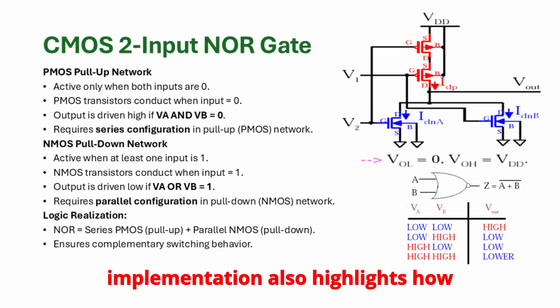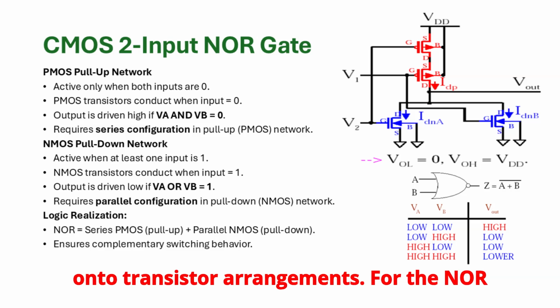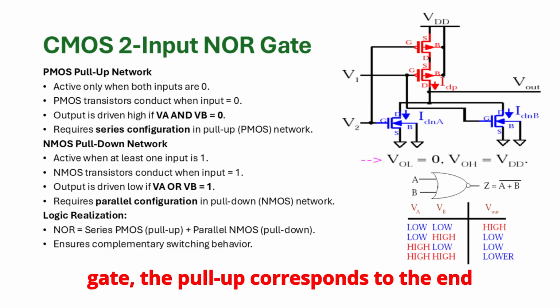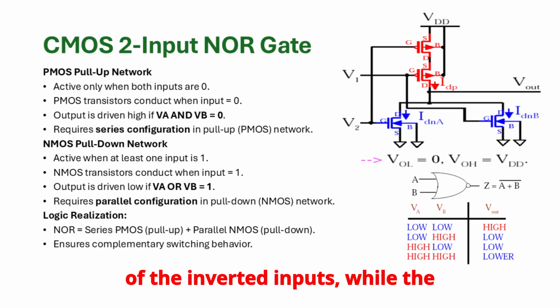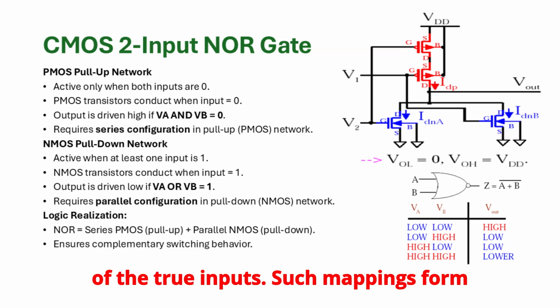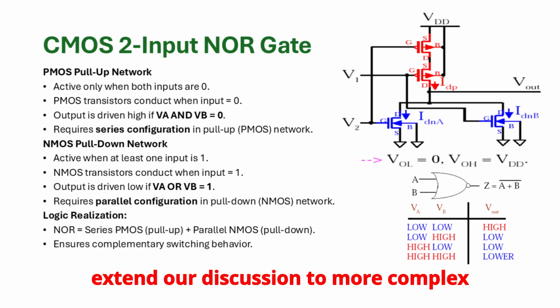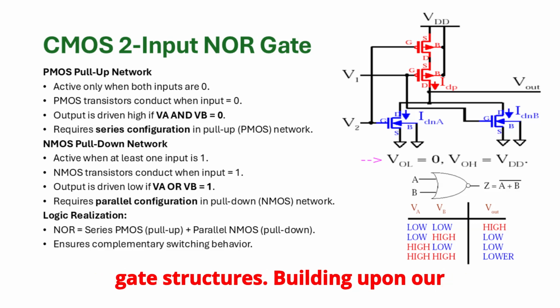This implementation also highlights how Boolean expressions are naturally mapped onto transistor arrangements. For the NOR gate, the pull-up corresponds to the AND of the inverted inputs, while the pull-down corresponds directly to the OR of the true inputs. Such mappings form the backbone of CMOS circuit design and will be the guiding principle as we extend our discussion to more complex gate structures.